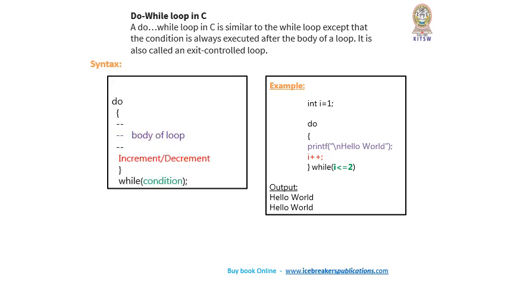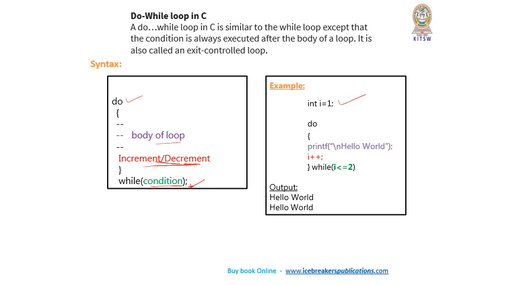So it works similar to the while loop, but here the condition is mentioned after the end of the loop. Here we can see the syntax: do, then we write the statements belonging to it. Increment and decrement is the same as we have written in the while loop, and this is a condition. After closing the braces of do, we write the while condition followed by a semicolon. Semicolon is compulsory in do while.